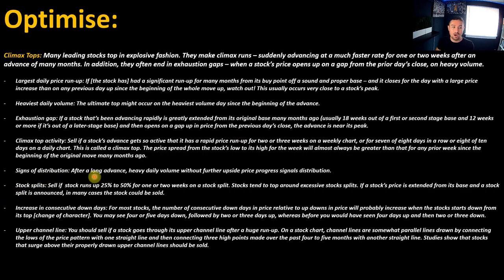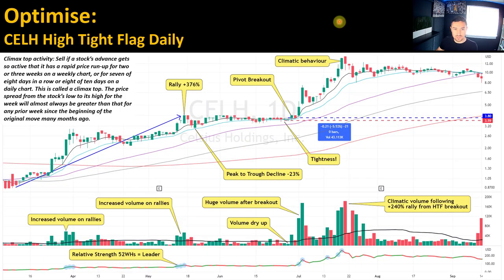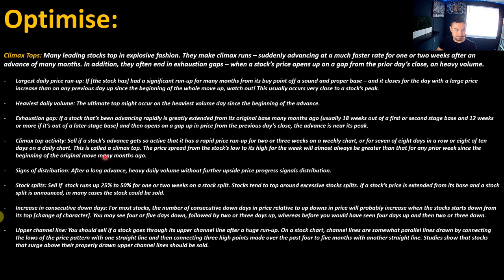Signs of distribution. After a long advance, heavy daily volume without further price upside progression signals distribution. So if we go on to Celsius here, look at the heavy volume coming through, especially on this day here, but price isn't moving to the upside anymore. And again, this is extremely climactic behavior. So if you see high relative volume, and it's out of a base like this, and it's potentially extended, and the stock's then not going up, that can be a sign of distribution, also known as churning. Let's go back.